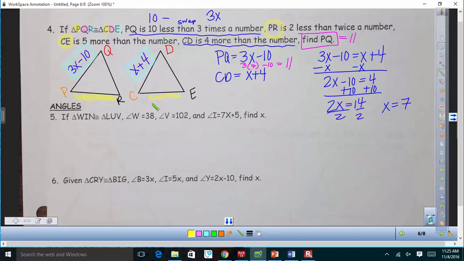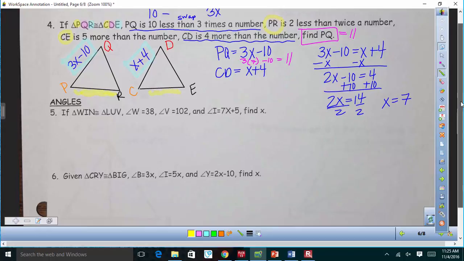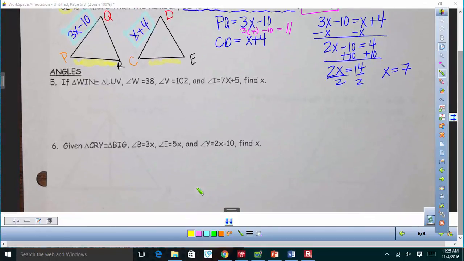Okay, so what I want to look at now is, everything that we've done is sides. I want to look at angles. So we're still going to do the same thing. Take your highlighters and highlight all the angles that go together. So we have W goes with L, I goes with U, and N goes with V.